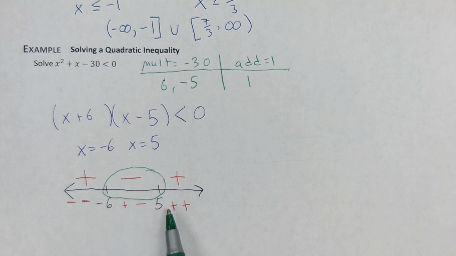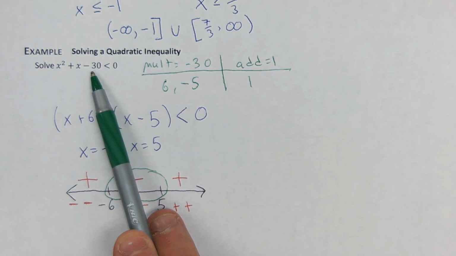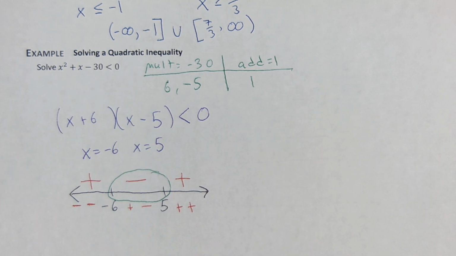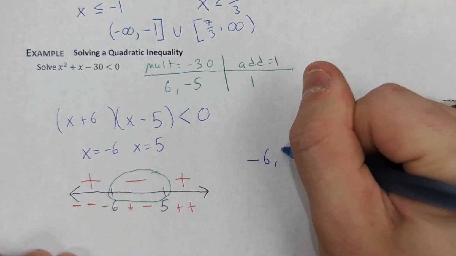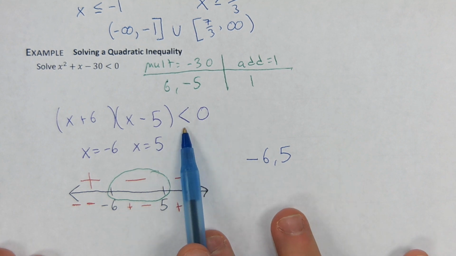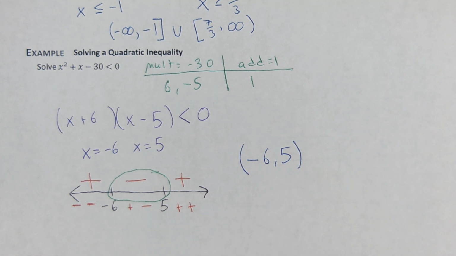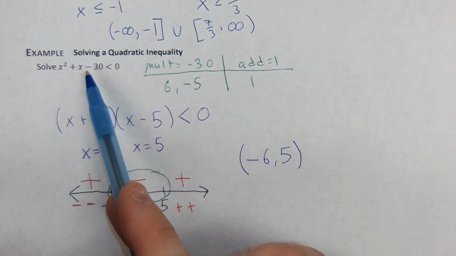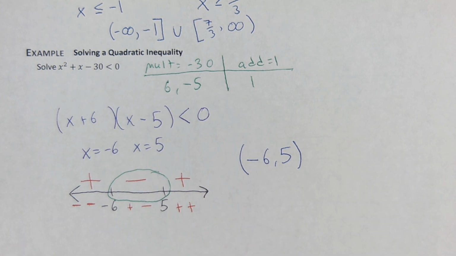Anything between -6 and 5, when we plug it into this quadratic, will give us a negative result, and negative numbers are less than 0. So our solution set is from -6 to +5, and since it does not have equal to bars, -6 and +5 are not part of the solution set. Why, Mr. M? Because if we plug in -6 or 5 way up here, what we get is 0 is less than 0, which is not true.